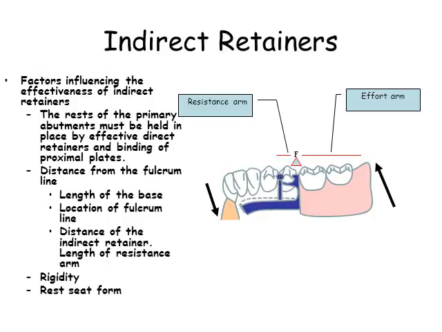The effectiveness of the indirect retainer is contingent on several factors, such as the characteristics of the Class 1 lever system present, and rigidity of the components. Rest seat forms which bind the partial denture in function should be avoided to prevent tooth trauma. Placing the indirect retainer anterior to the fulcrum line as far as practical increases the length of the resistance arm, thus increasing the efficiency of the indirect retainer.